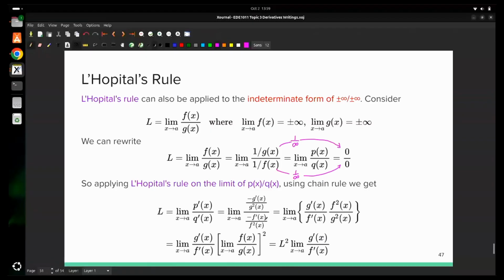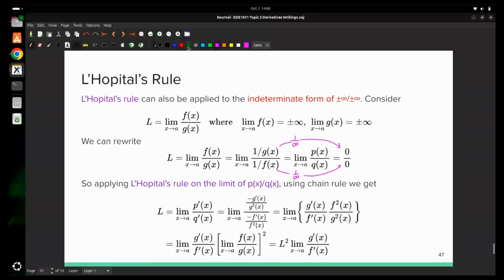So from here I can rearrange, and you can see that I can put all the prime terms together: minus G prime over minus F prime. The minus will divide away. Then I get F squared divided by G squared, which is the second term here. Then applying the limit on the two fractions separately, the first term is just L squared. Why is it L squared?